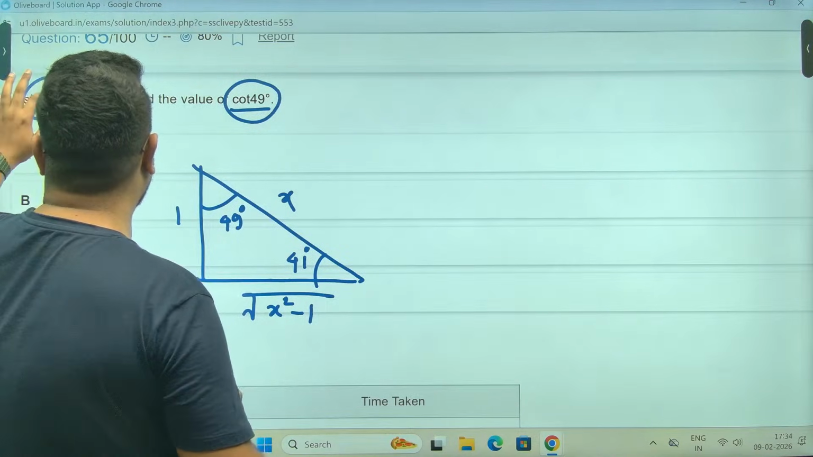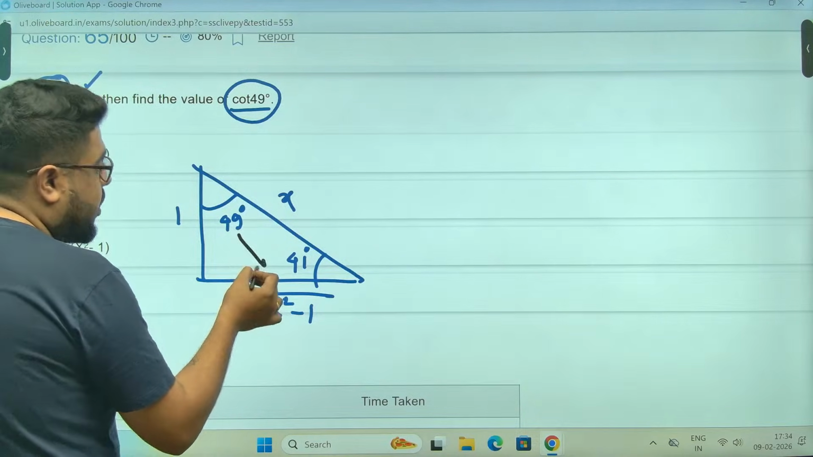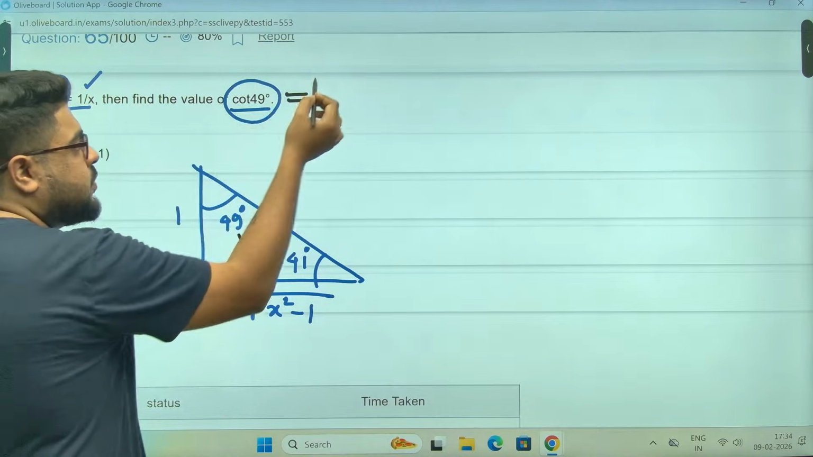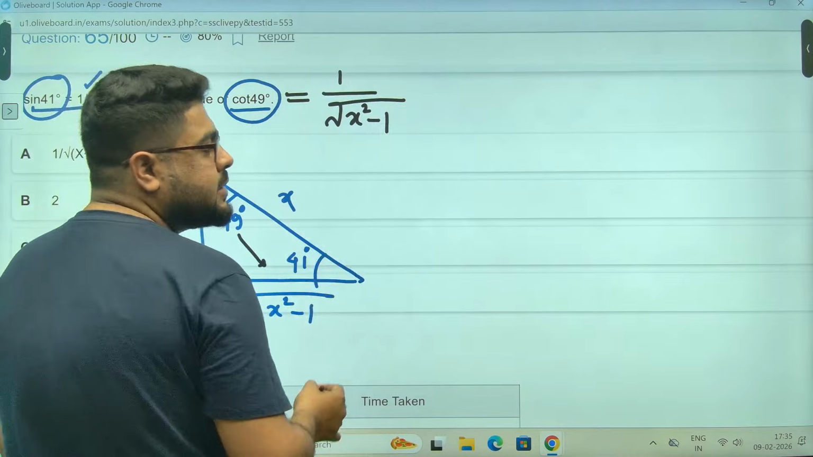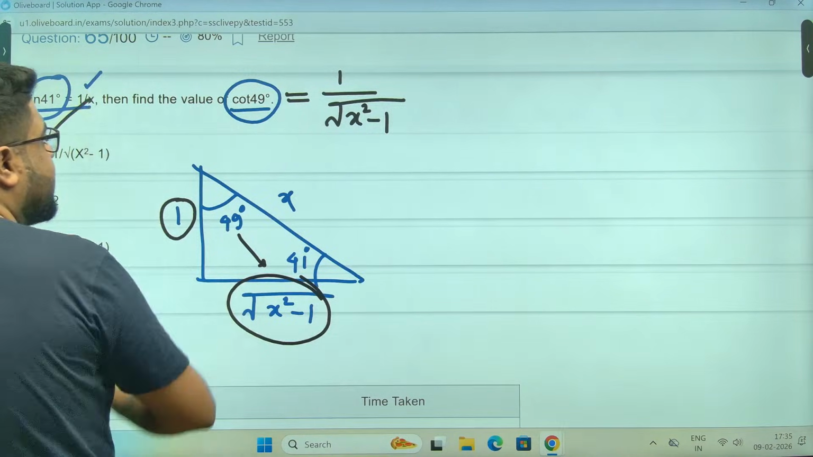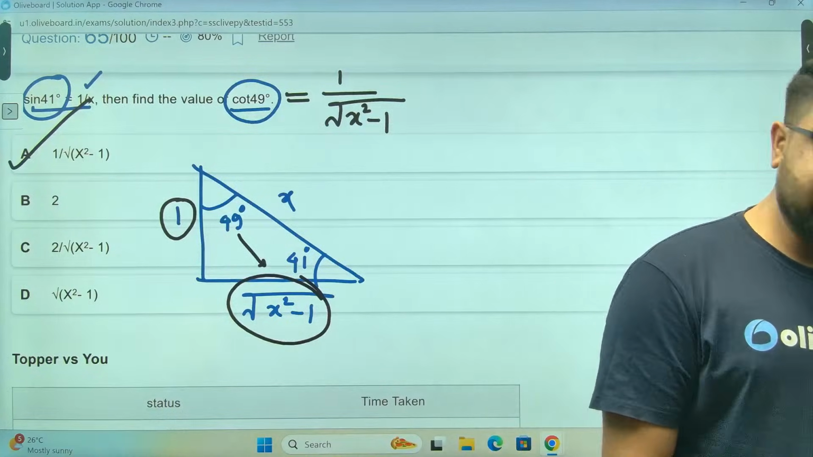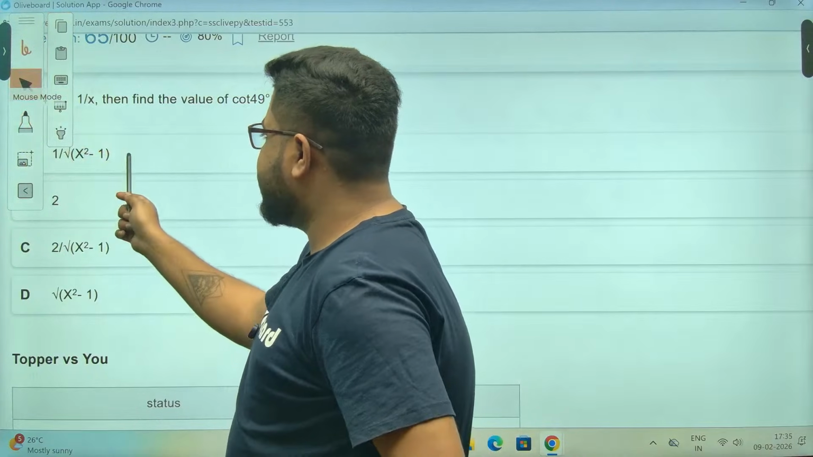Cot 41 I need. So cot 41 is tan 49, which would have been this by this. So it would be 1 by root over of this, because this is the base and this is the height. So option number 1 is your correct answer, sir. You see, nothing you need to do which is very difficult.